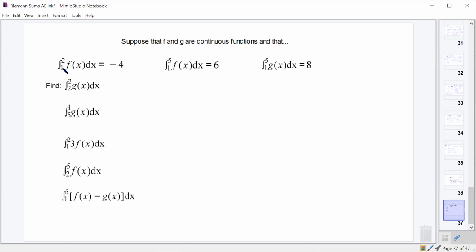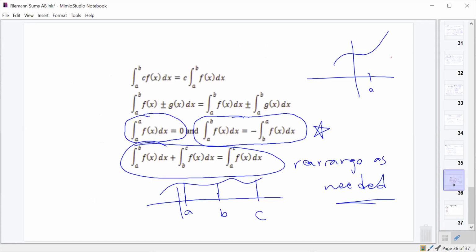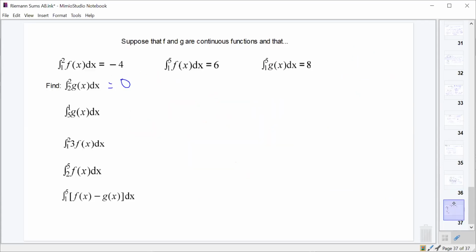So we know that the integral from 1 to 2 of f of x is -4. The integral from 1 to 5 of f of x is 6. And the integral from 1 to 5 of g of x is 8. What's the integral from 2 to 2 of g of x? It would be 0, right? Didn't we just have a rule? The integral from a to a, from 2 to 2 of any function is 0.